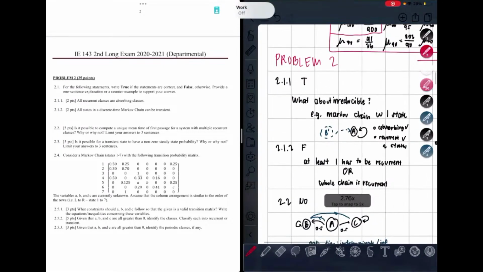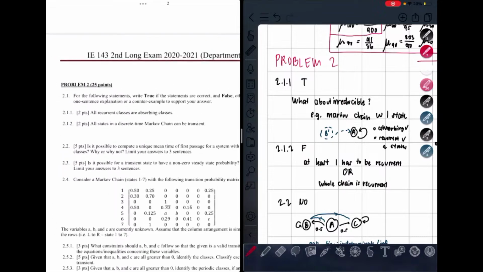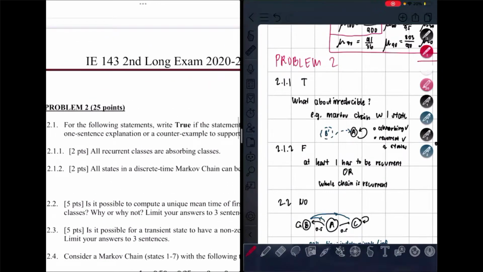Problem 2. So, may true or false dito. So, let's just go through the concepts quite briefly. Okay. So, for the following statements, write true if correct, false if otherwise, provide a one-sentence explanation or counterexample. So, 2.1.1, all recurrent classes are absorbing classes.